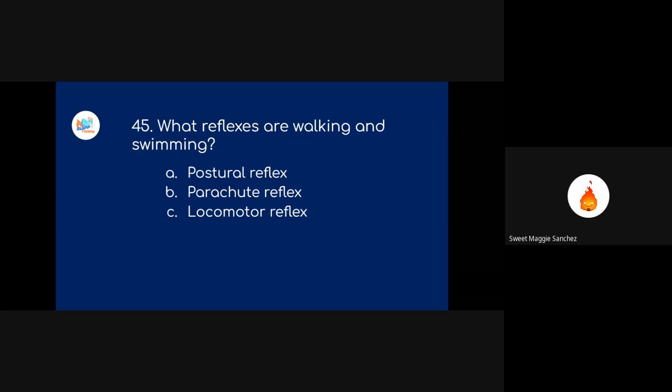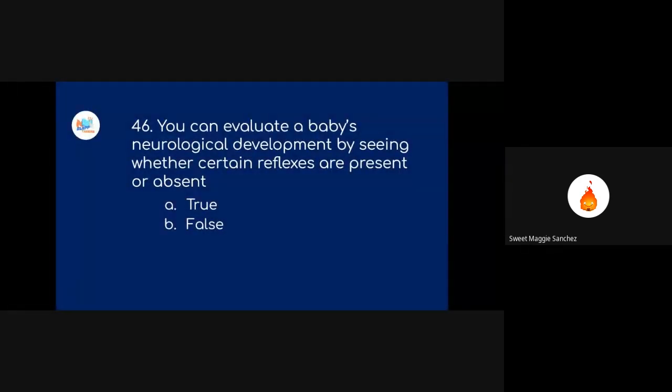Okay, timer stops. Question 46. You can evaluate a baby's neurological development by seeing whether certain reflexes are present or absent. Is it A, true, or B, false?